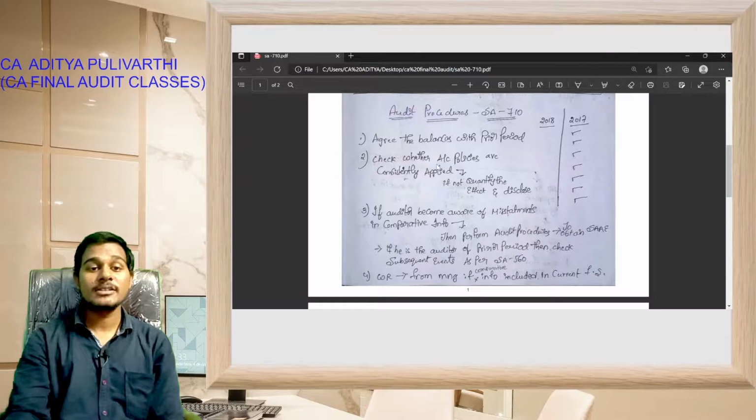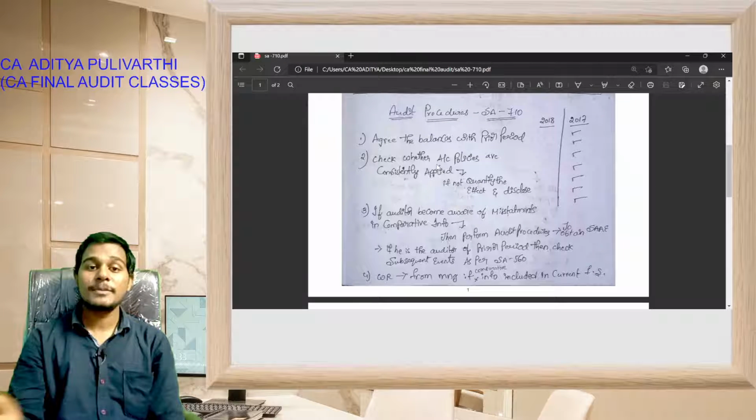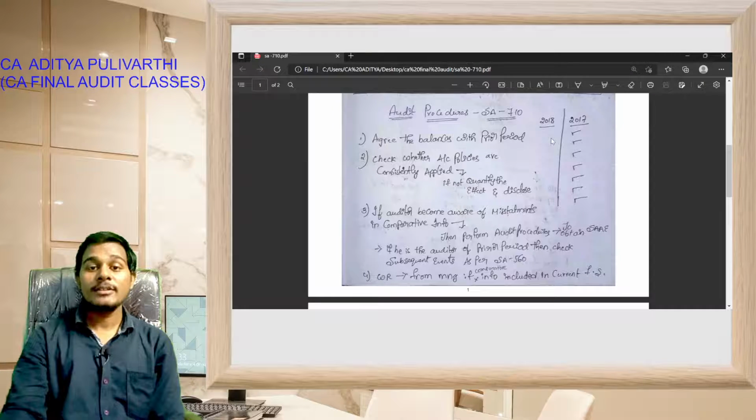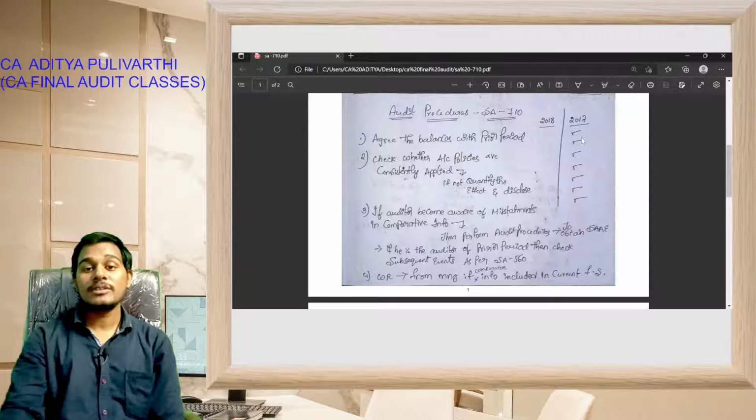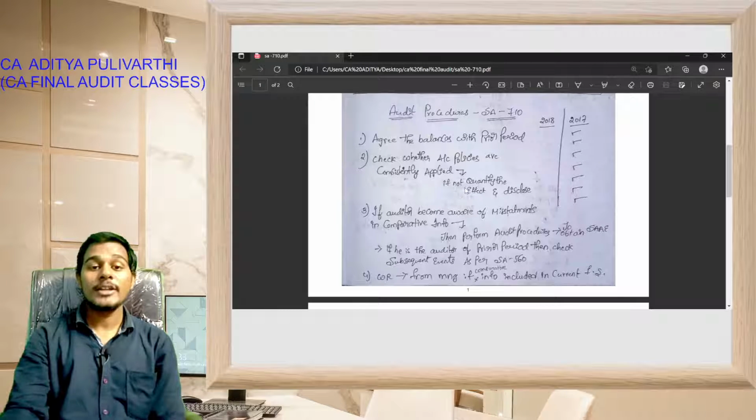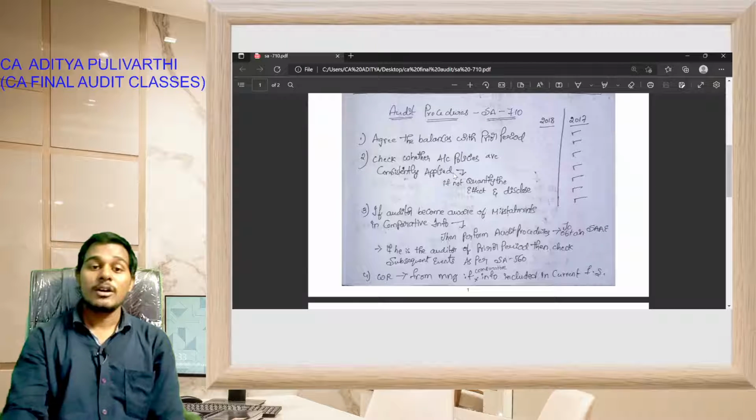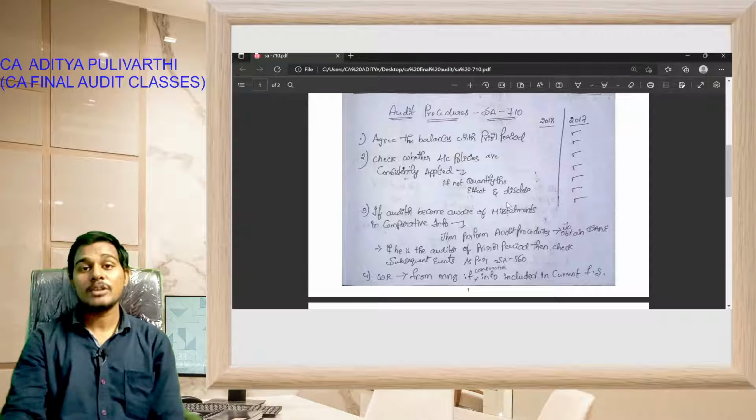Next point is whether the accounting policies of the current period are consistent with the previous period. If in 2018 one accounting policy is applied and in 2017 the same accounting policy is applied, then we can say there is consistency. But if in 2017 one accounting policy is applied and in 2018 another is applied, then we cannot say there is consistency in accounting policy. In such a case, we will quantify the effect and disclose it in the audit report. Check whether accounting policies are consistently applied.